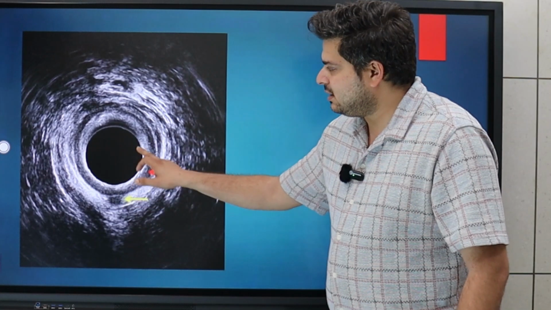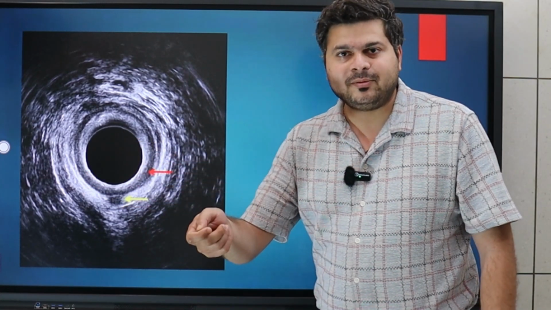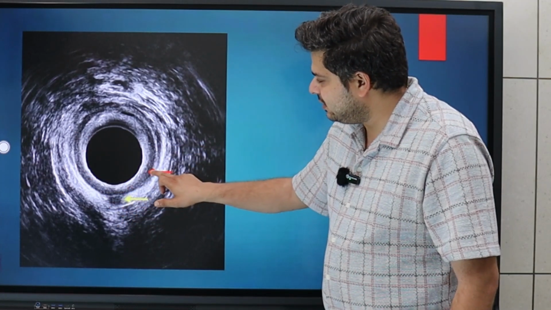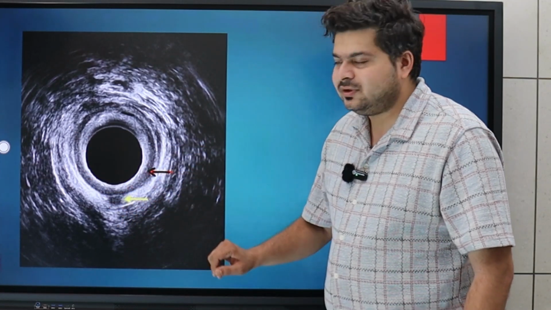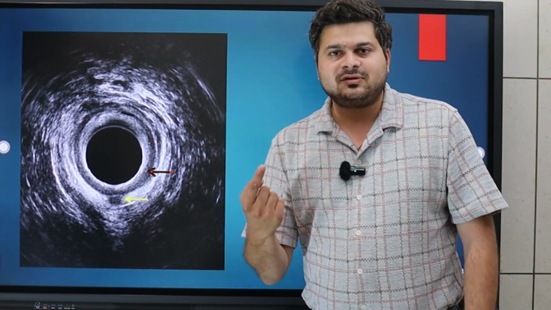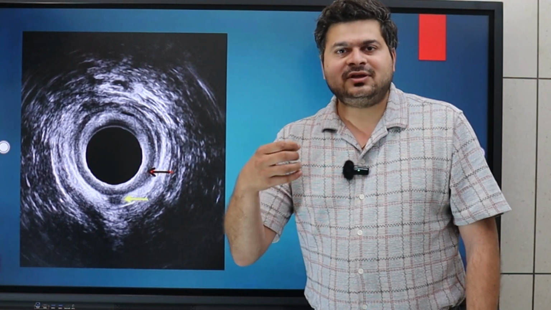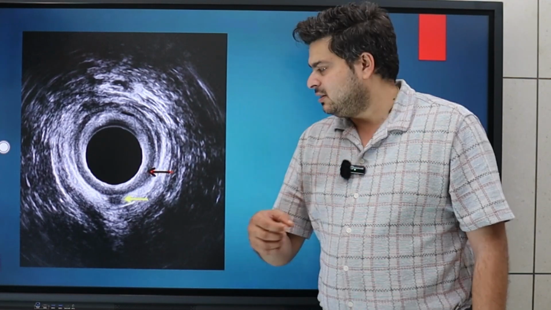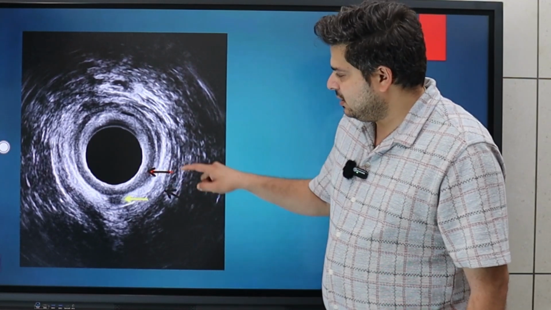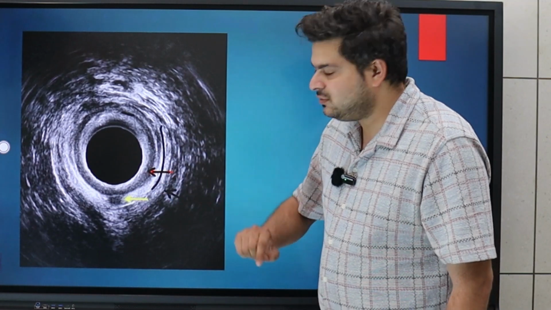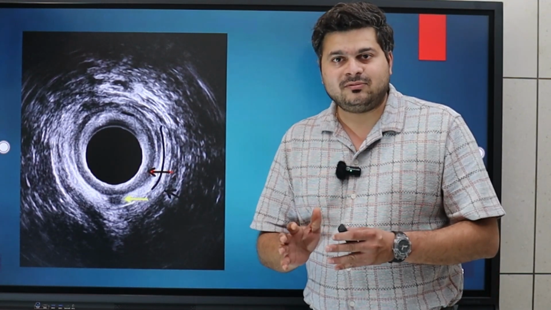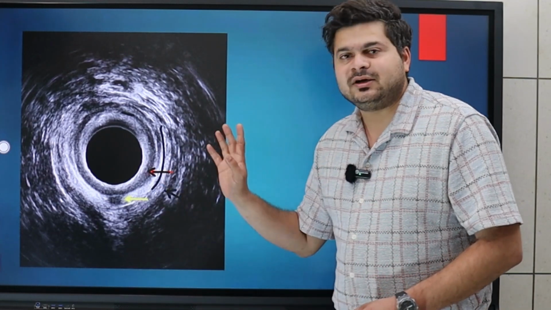So this is the anal canal through which we have passed the probe. Around that we can see this black area. So the red line is showing this black area. So this is the internal sphincter. So there are two sets of muscles surrounding the anal canal. One is the inner muscle, which is the internal sphincter, and then there is the external muscle, which is the external sphincter. The space between these two is known as the intersphincteric groove. The most common site of fistula is the intersphincteric groove.